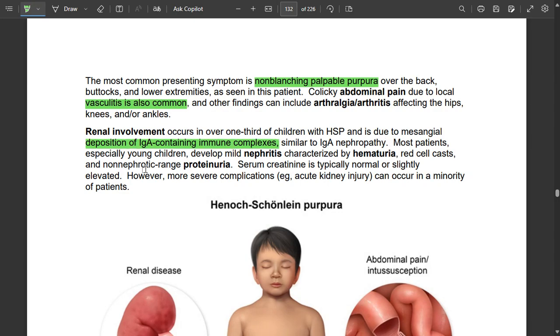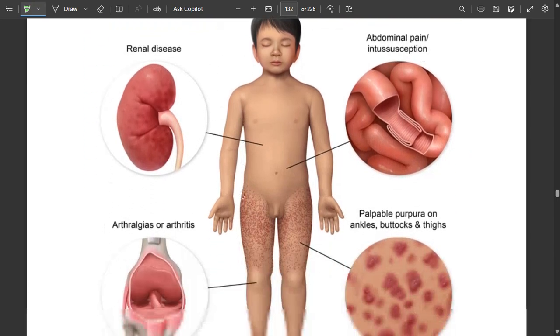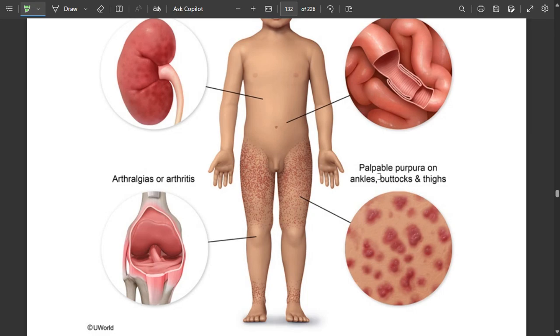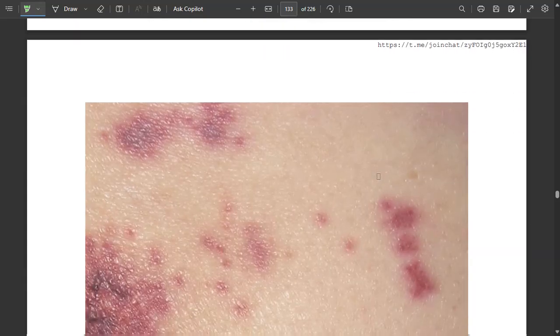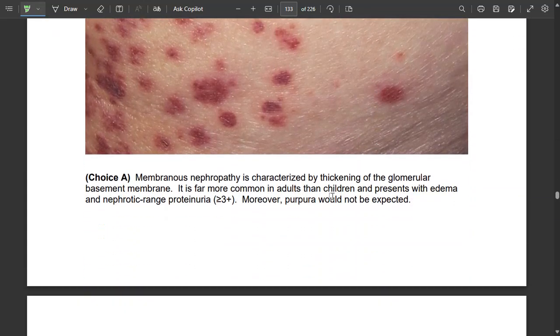Most patients, especially young children, develop mild nephritis with hematuria, red cell casts, or non-nephrotic proteinuria. Serum protein is typically normal or slightly elevated. However, more severe disease with AKI can occur in a minority of patients. So this is renal disease, abdominal intussusception, arthralgias, and palpable purpura on the ankles, buttocks, and thighs. This is the purpura.